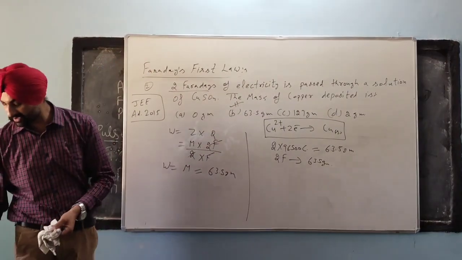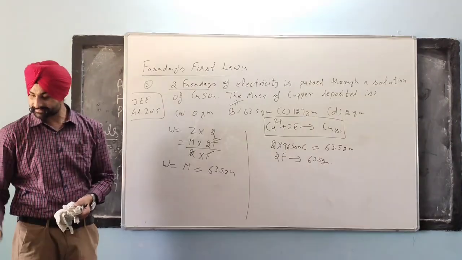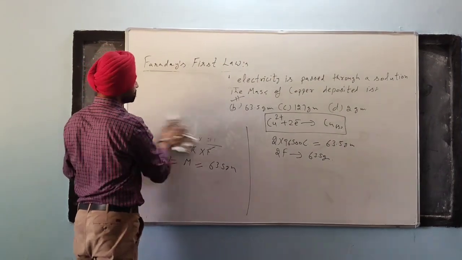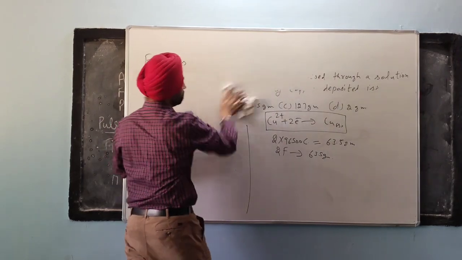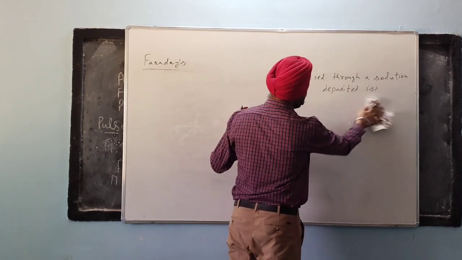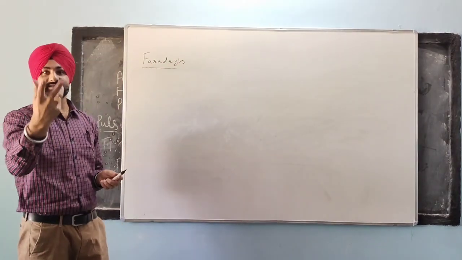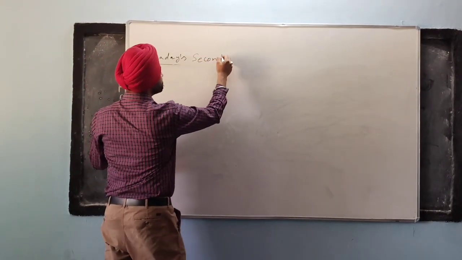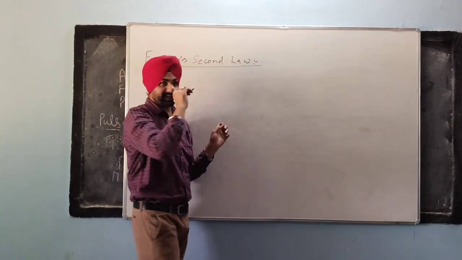Okay. So next we have got the Faraday's second law of electrolysis. I hope you understand the solution. Now we will solve the Faraday's second law of electrolysis. It is nothing easy here. It is very easy, and this law is advanced version of your Faraday's first law. Faraday's second law of electrolysis. Now what does it say?